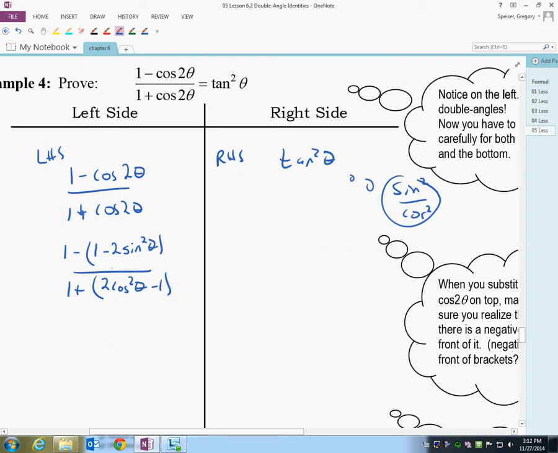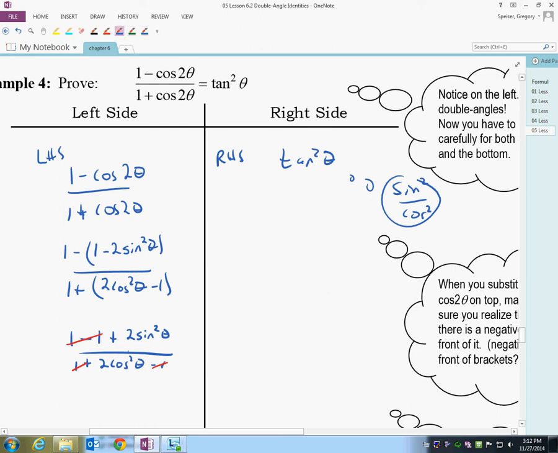Okay, so now in my numerator, when I get rid of the brackets, I get 1 minus 1 plus 2 sine squared theta all over 1 plus 2 times the cos squared of theta minus 1. Now, hey, we've done really well, haven't we? Because the 1 minus 1 turns into 0, and here is a 1 minus 1 turns into 0. So now I get 2 sine squared theta over 2 cos squared theta.